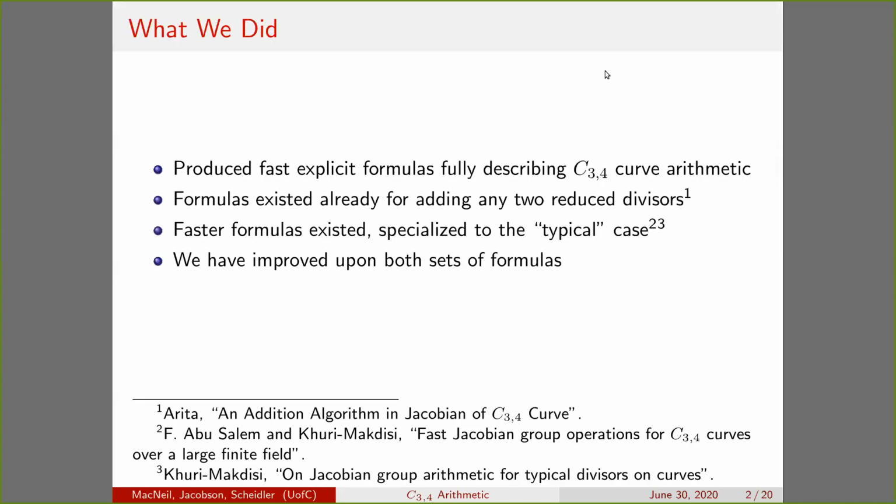So we'll start by briefly highlighting what we did in this paper. We produced fast explicit formulas that fully describe C3-4 curve divisor class group arithmetic. Now, formulas for this existed already for adding any two reduced divisors, thanks to Arita. And some faster formulas were developed specialized to the typical case due to Abu Salem and Corey McDeesey and other authors. The typical case is the case that arises almost always when working over sufficiently large base fields. We've managed to improve upon both sets of formulas in our paper.